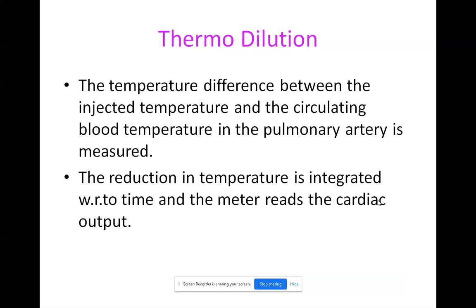So the change in temperature of the blood after mixing the indicator with the blood gives some temperature in the blood. The difference between these two temperature values will be proportional to the cardiac output. Cardiac output is nothing but the blood flow per minute. The measurement of blood flow in the heart for a minute is said to be cardiac output.